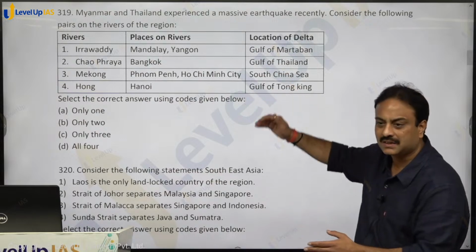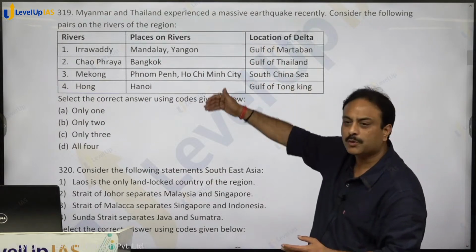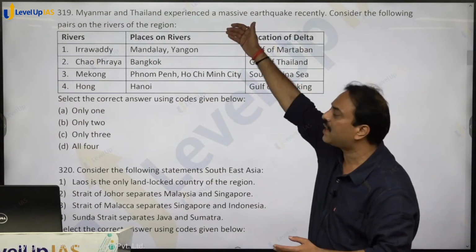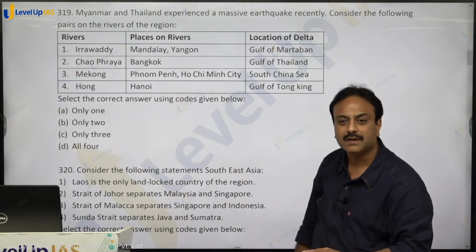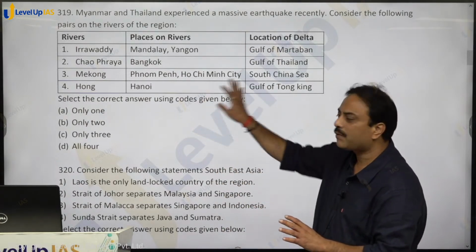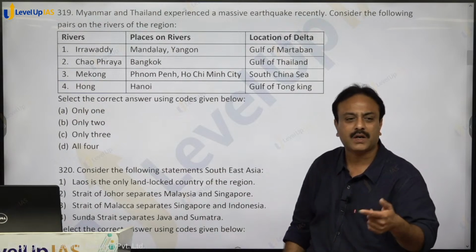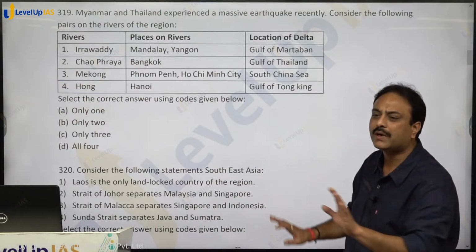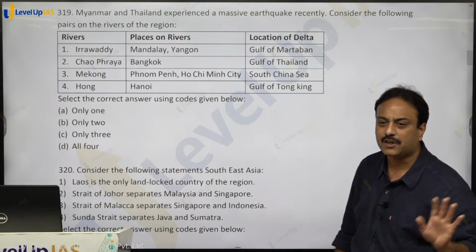I could have made this difficult. How long does it take to shuffle the options? Put Mandalay there, Bangkok here, and it's done. 2 wrong, 2 correct. But all 4 have been matched correctly only because when you are revising the question, by looking at a question only you can get an idea that these are correct options.